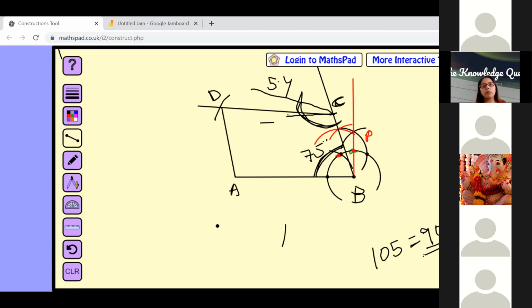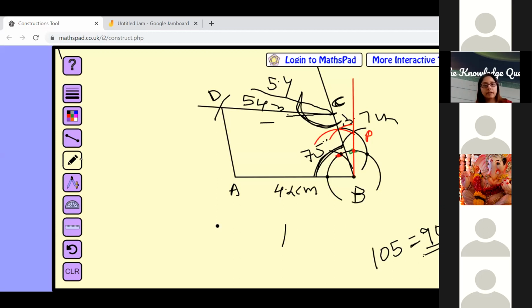The D and A line was not given to us anyway, right? How big is the D and A line? We don't know the length because only 3 sides were given to us: 5.4 centimeters, the base was given as 4.2 centimeters, and this was 3.7. And two angles were given. I hope we are clear.